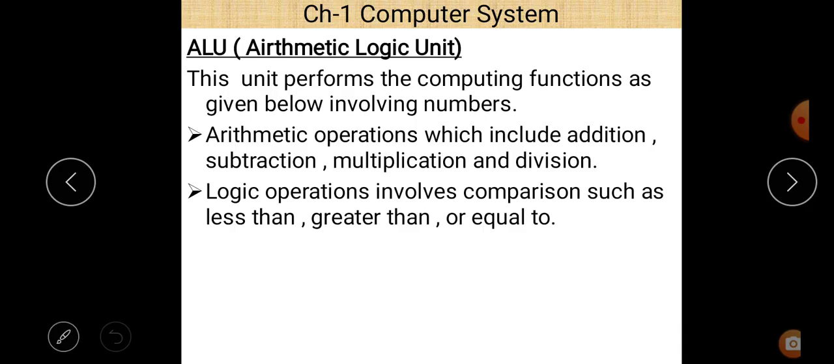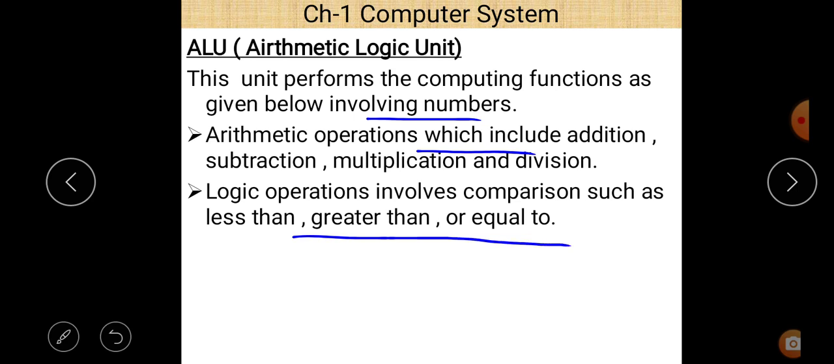The next part of the CPU is the arithmetic and logic unit. This unit performs all the computing functions, as given below. These are the different operations performed by it. Arithmetic operations include addition, subtraction, multiplication, and division. Logical operations involve comparisons such as less than, greater than, equal to. So these are the logical operations.